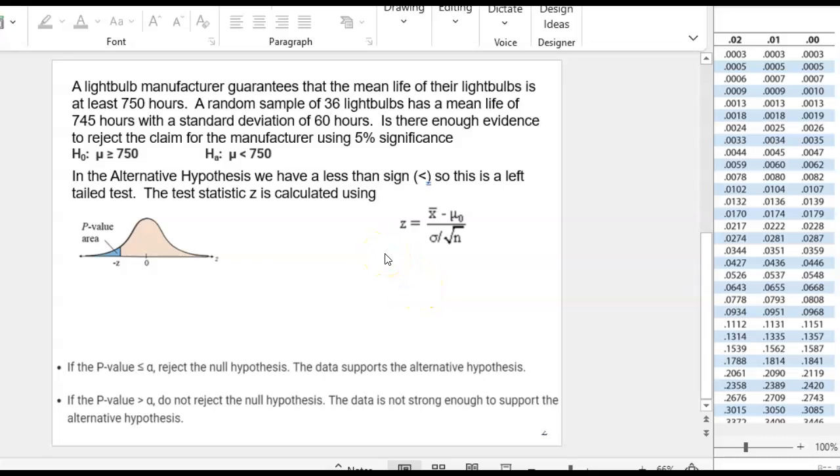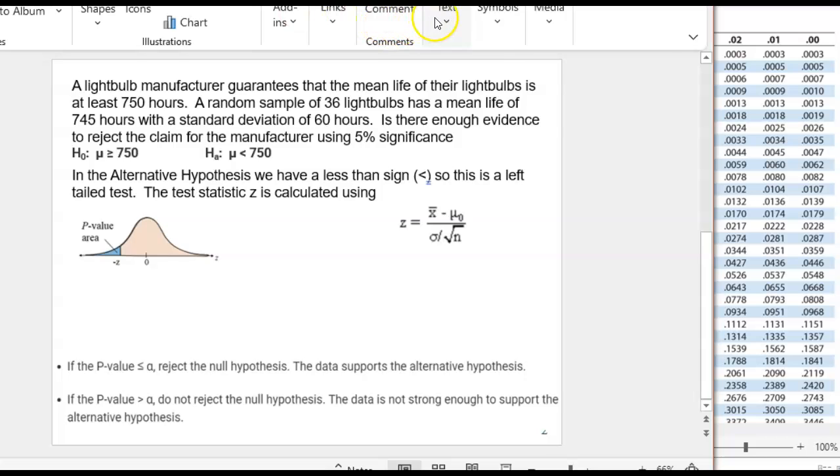So in this example, we're not doing a proportion, we are doing a mean, and we have a sample of 36 light bulbs, which is greater than 30, so we can calculate a z-score. And the formula given is this. So let's go ahead and calculate that.